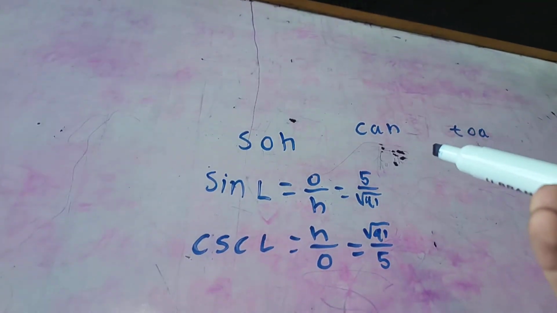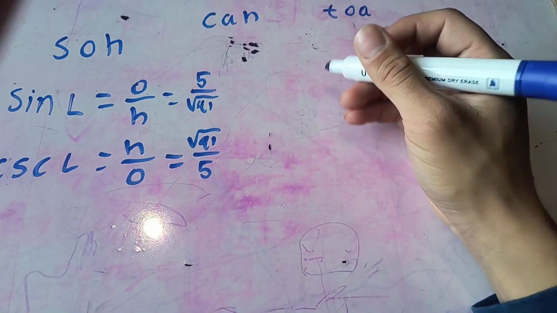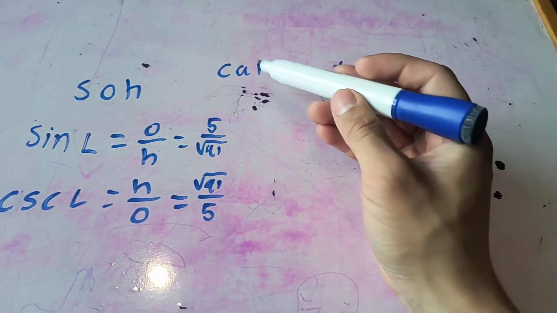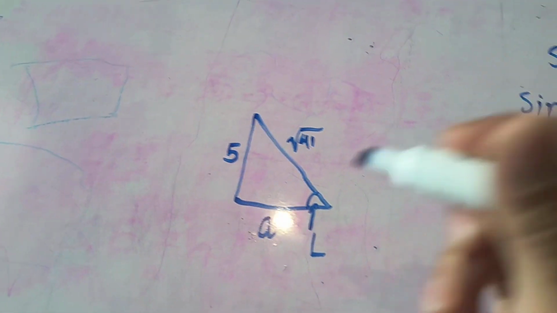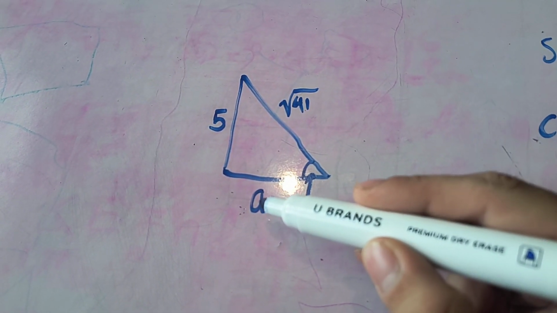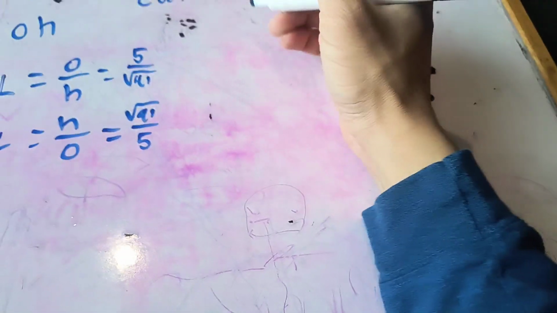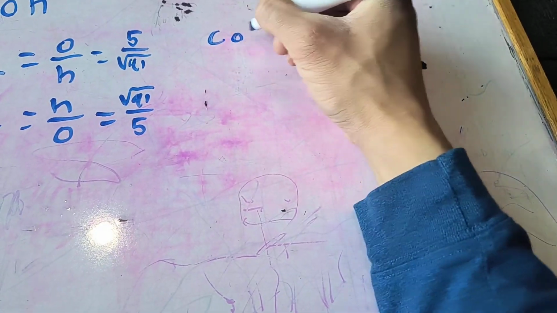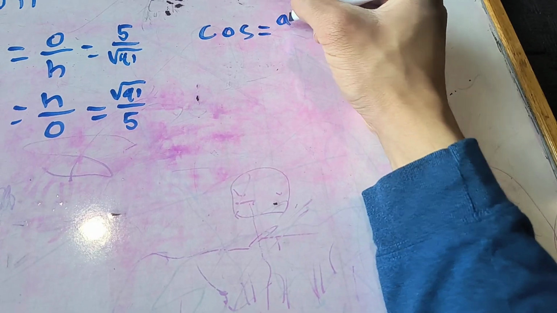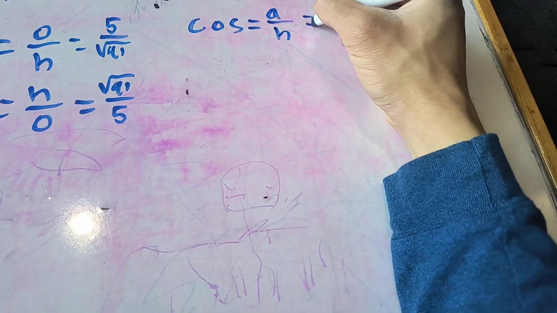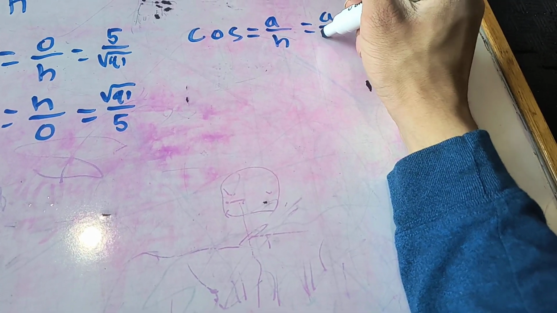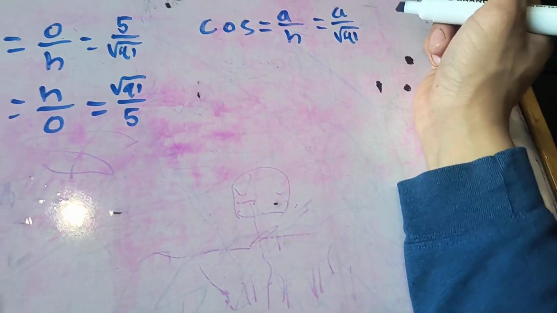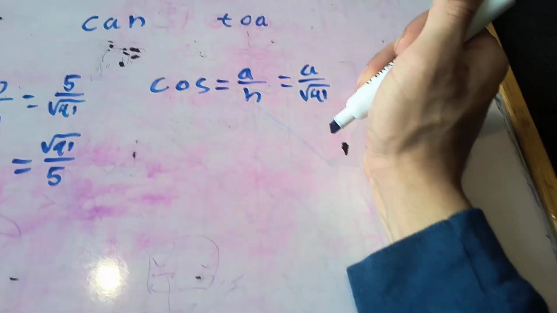Okay, well now let's find the cosine. The cosine is adjacent over hypotenuse. Now the adjacent for this is A. We don't know what A is. But we know what the hypotenuse is. And we're going to have to solve for A to figure out all the ratios.